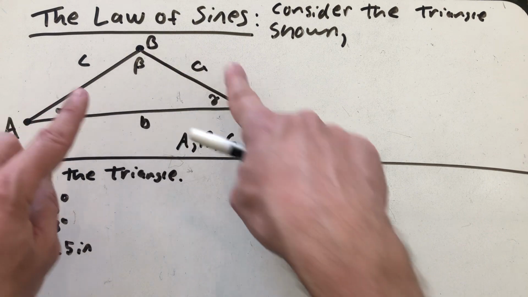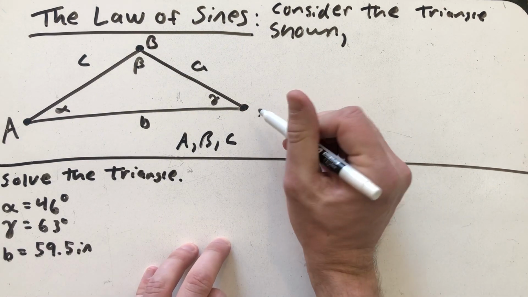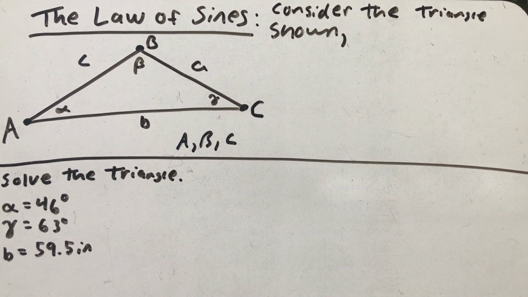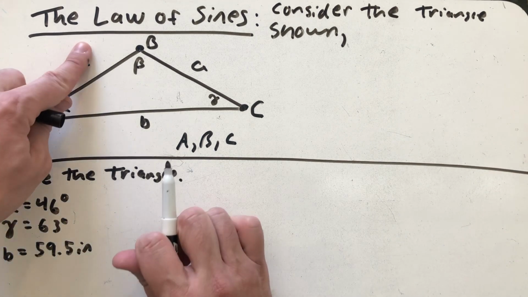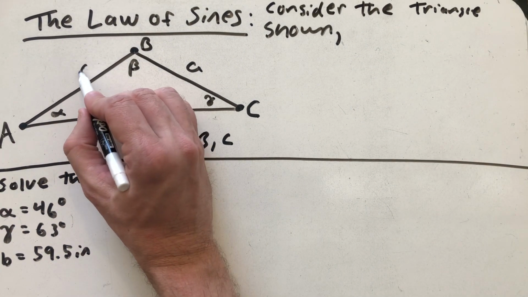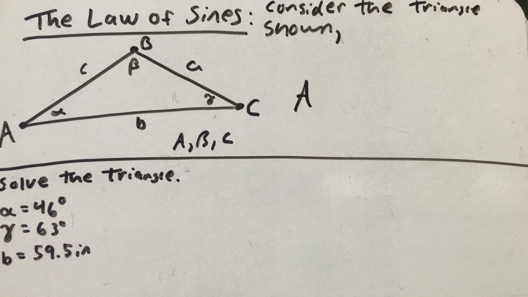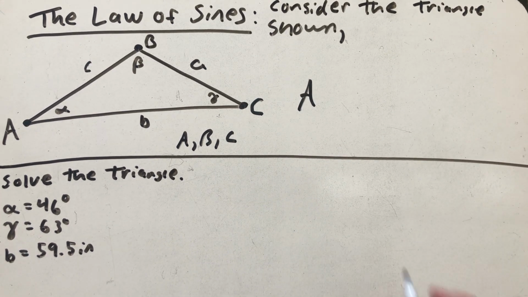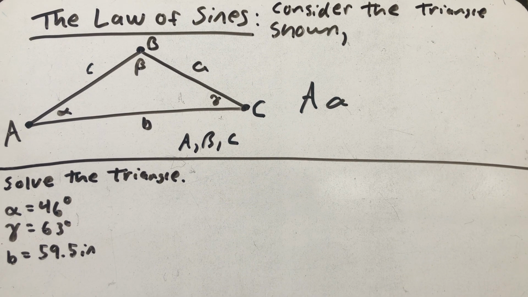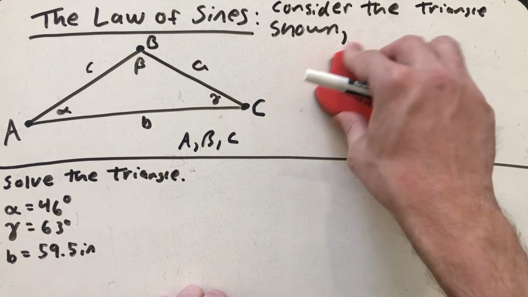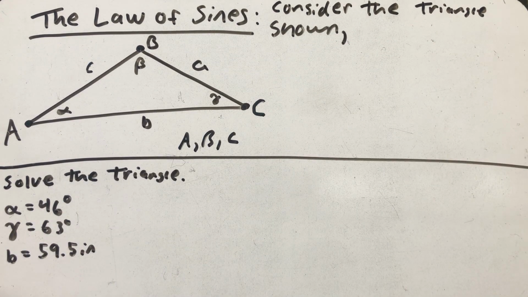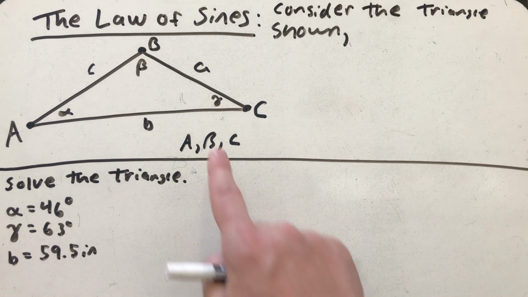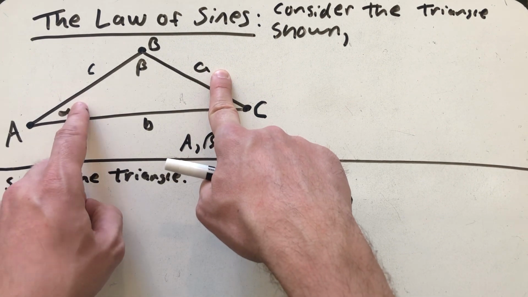When I look at the vertices, those are capital letters, and the sides are all lowercase letters. That way, if I write capital A, you know I'm talking about a vertex or an angle, and if I write little a, I'm talking about a side length. So we have to be careful to always use either capital letters or lowercase letters purposefully, because they have different meanings.